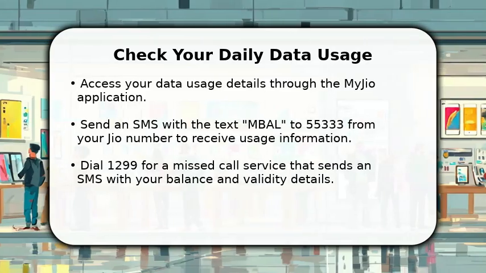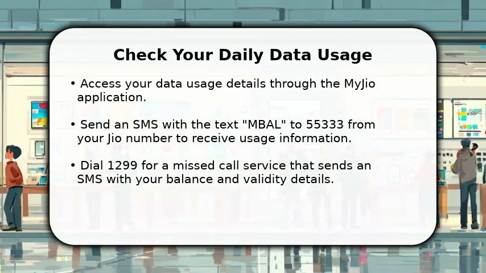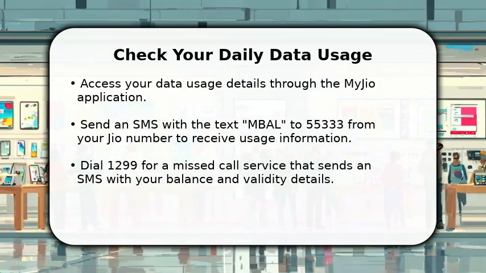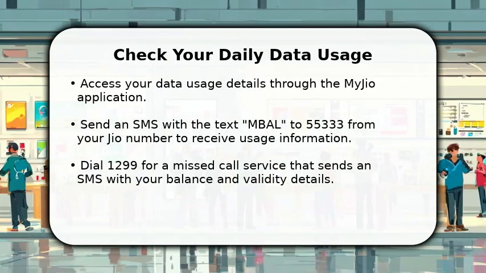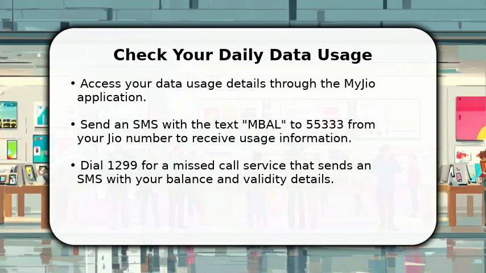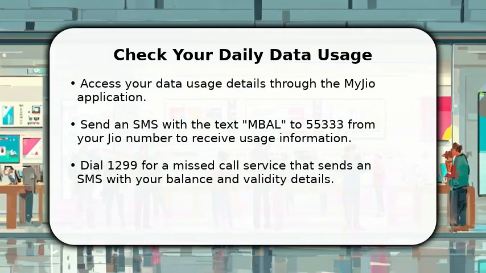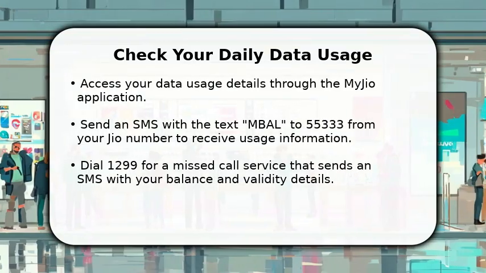In this video, I will explain how to use your previous day's data in Geo. First, to check your daily data usage, the easiest way is through the My Geo app, where you can see real-time consumption. Alternatively, you can send an SMS with MBAL to 55333, and you'll receive a message with your current data usage and remaining balance.